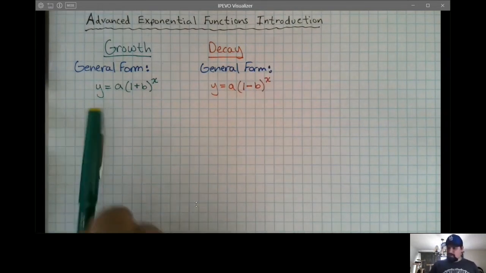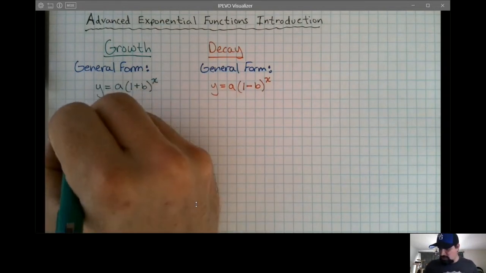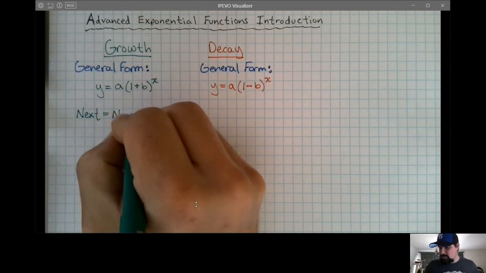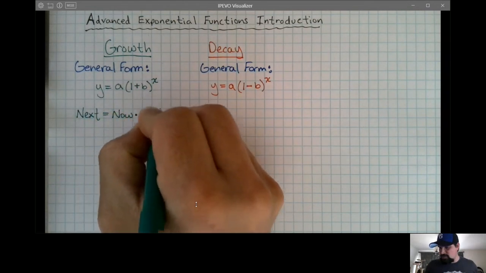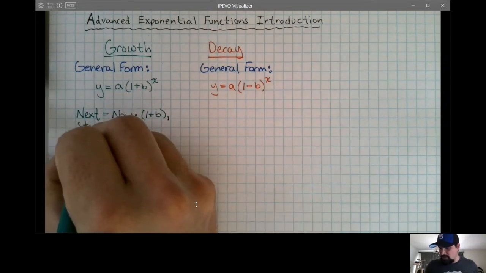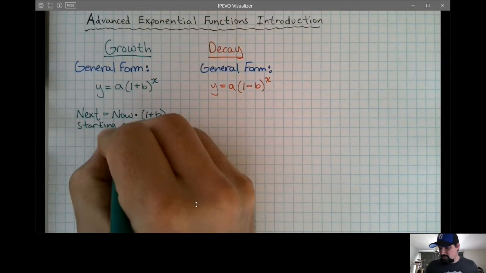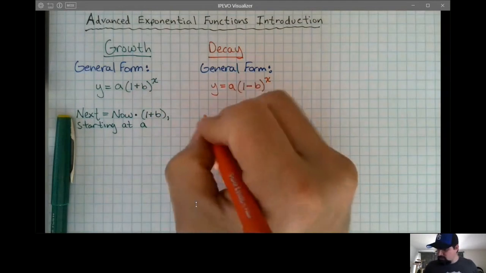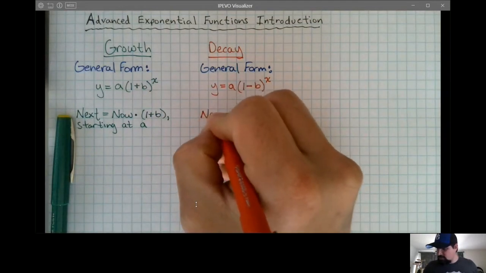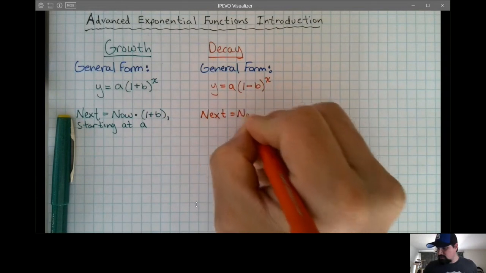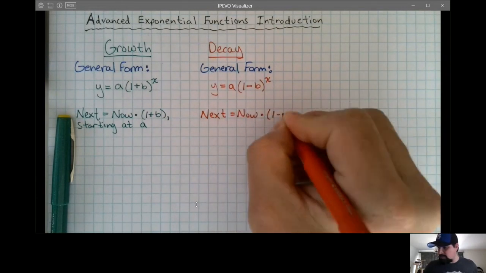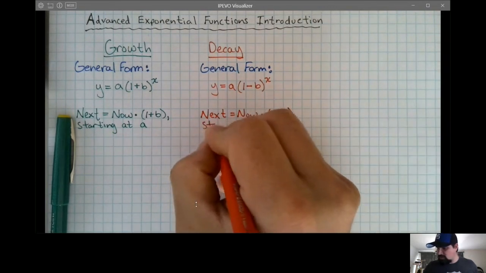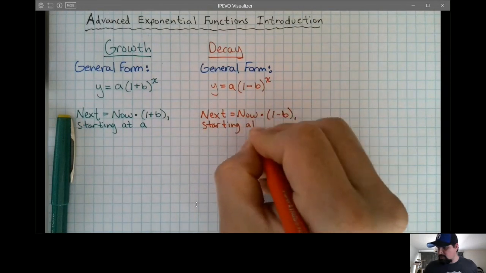We also will have our now next rules. For growth, it's going to be next equals now times 1 plus b, starting at a. And for decay, we will have next equals now times 1 minus b, starting at a.